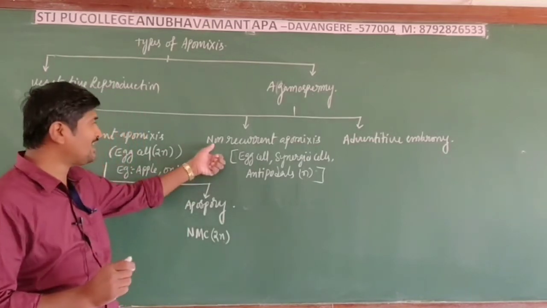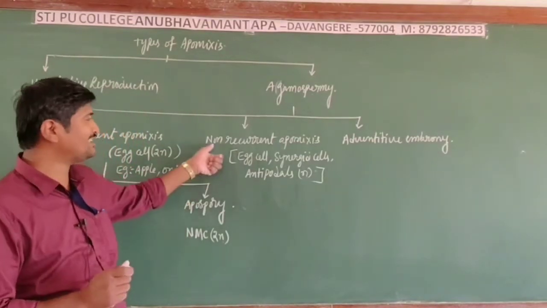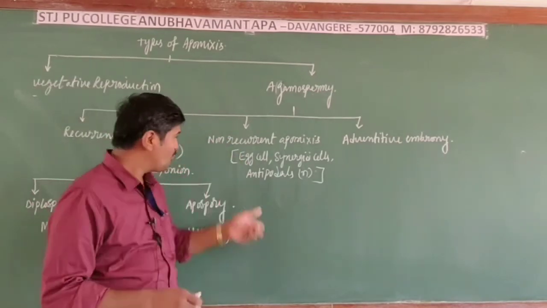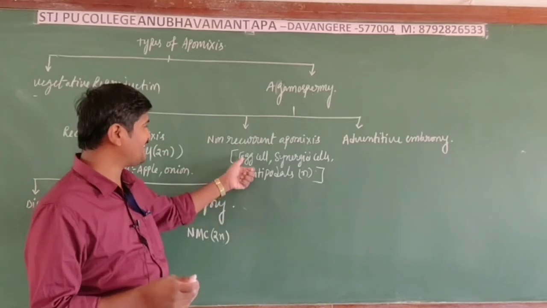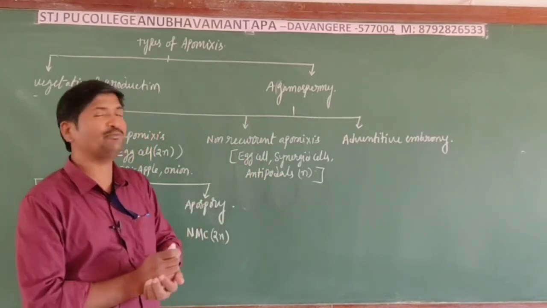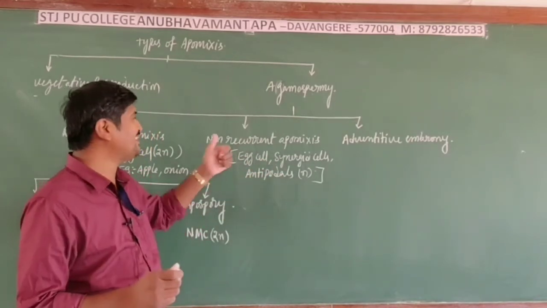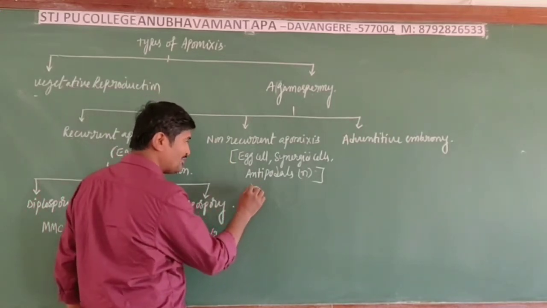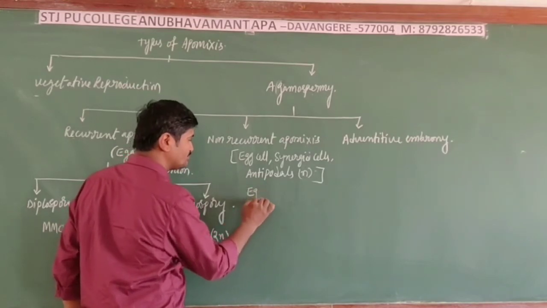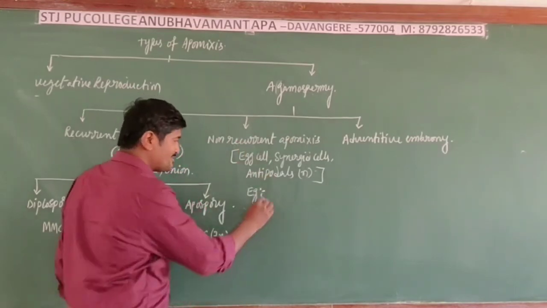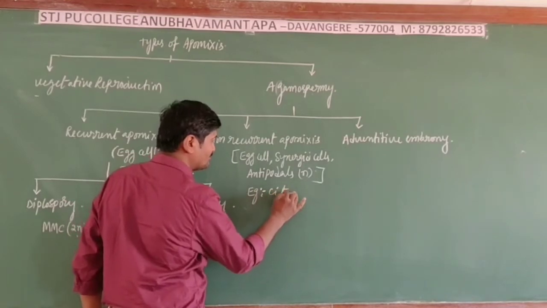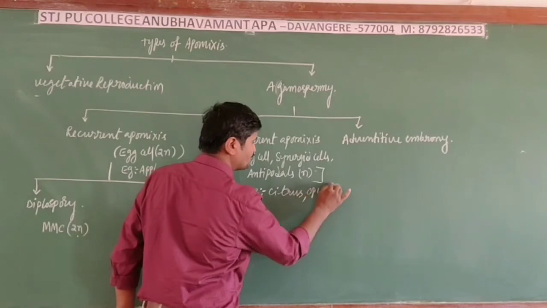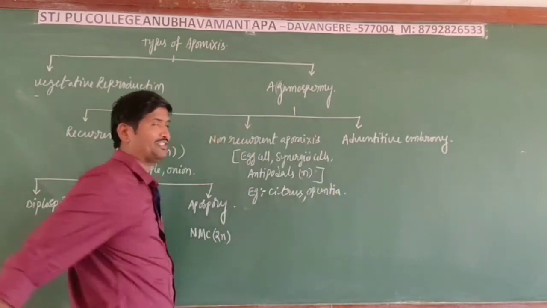Okay, what about non-recurrent apomixis? Here the embryo is completely developed from the haploid cells of the embryo sac. What are the haploid cells of the embryo sac? Egg cell, synergid cells and antipodals. That is known as non-recurrent apomixis. The best examples are citrus and opuntia. These are the best examples.